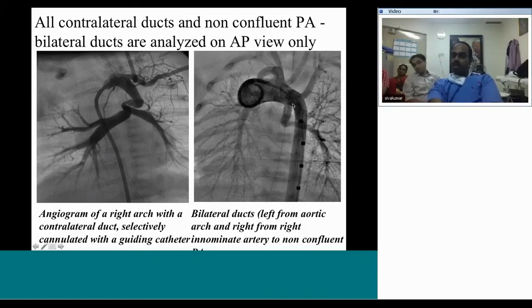Similarly, this is bilateral non-confluent pulmonary arteries with bilateral ductus. LPA is arising from the undersurface, RPA is arising from the innominate artery. Again, this is delineated by AP projection.